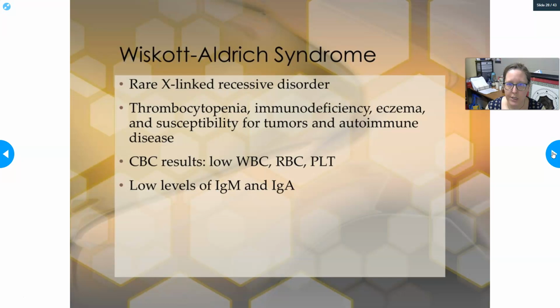Wiskott-Aldrich syndrome is a rare X-linked recessive disorder in which you'll see thrombocytopenia, immunodeficiency, eczema, and susceptibility for tumors and autoimmune diseases. The CBC results will show a low white count, low red count, and low platelets, and low levels of IgM and IgA.